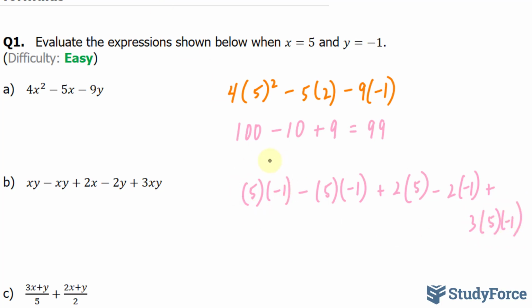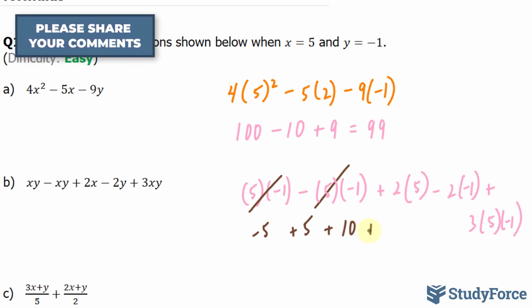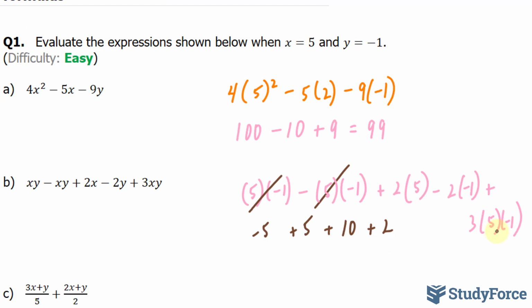Let's start with this term. 5 times -1 is equal to -5. -5 times -1 is +5. 2 times 5 is 10. -2 times -1 is +2. And 3 times 5 times -1 is -15. This term and this term will go away. We have 10 plus 2, which is 12, minus 15 is -3.